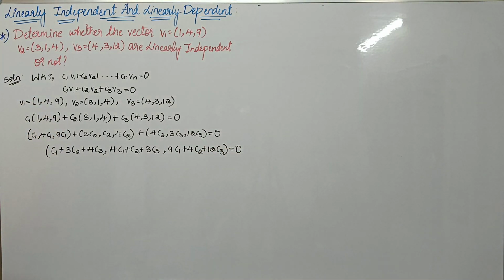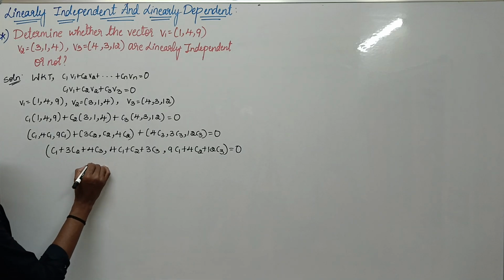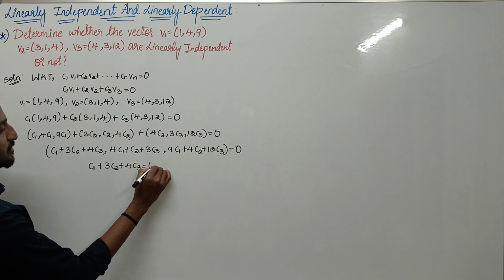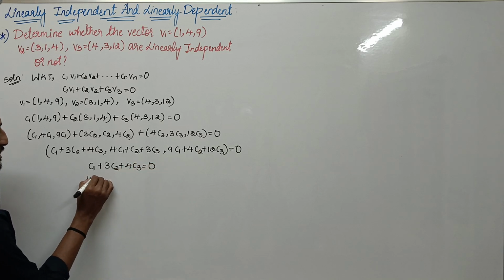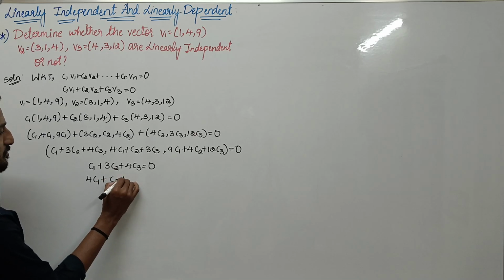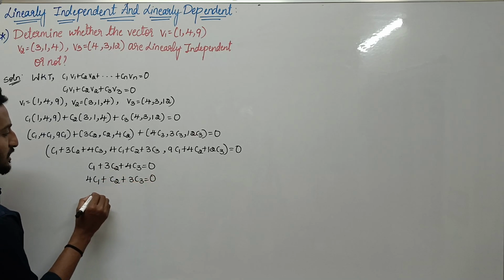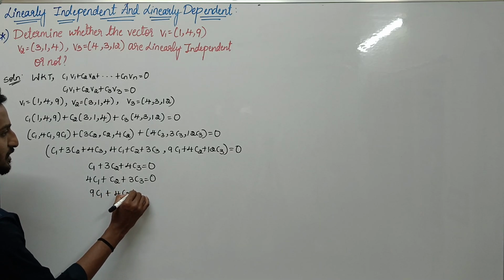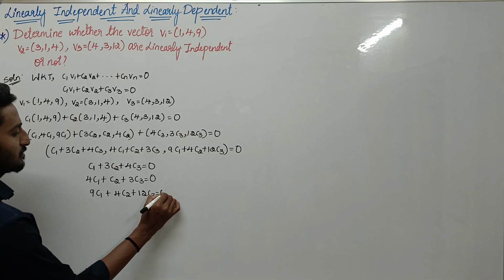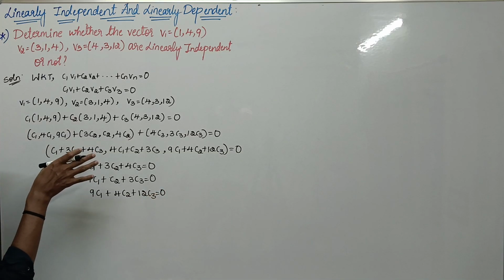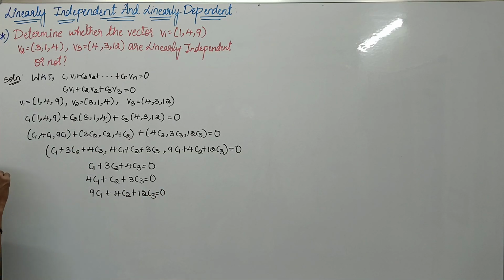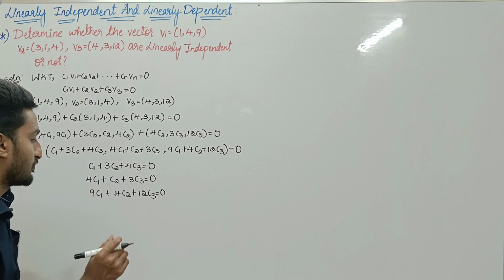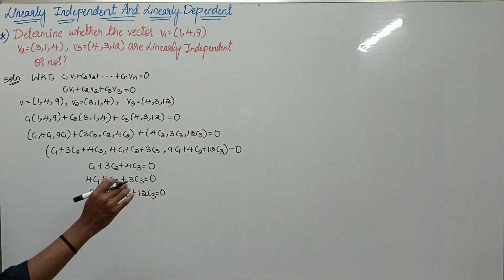Represent this in linear equation form: c1 plus 3c2 plus 4c3 equal to 0. Next, 4c1 plus c2 plus 3c3 equal to 0. Next, 9c1 plus 4c2 plus 12c3 equal to 0. Now, considering the system of linear equations, we are going to represent it in augmented matrix form and reduce it using the Gauss elimination method.